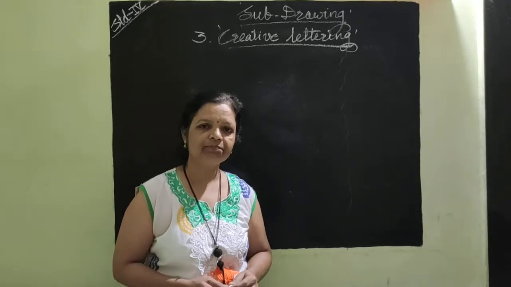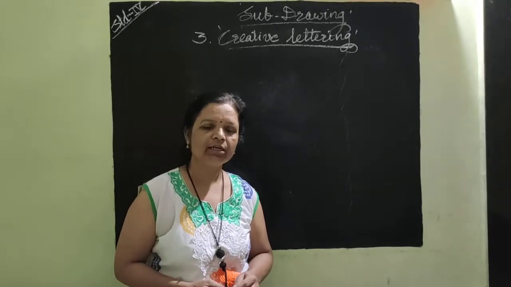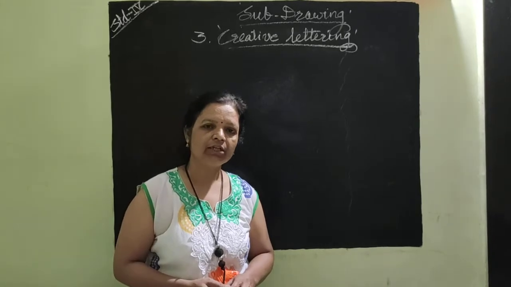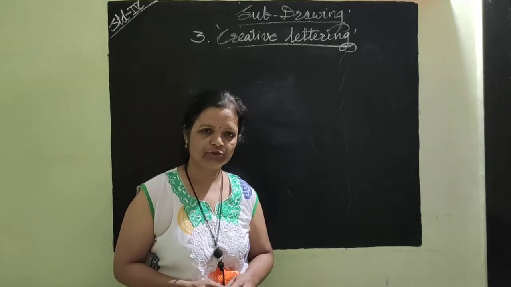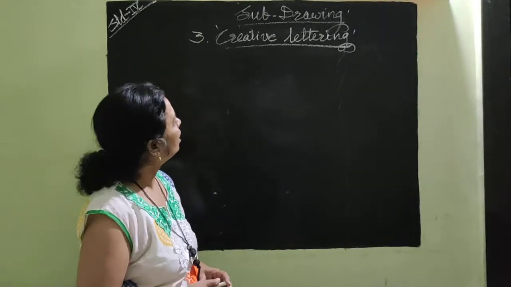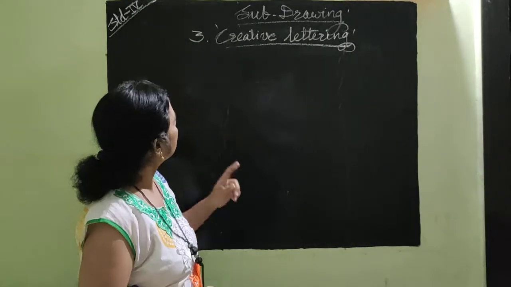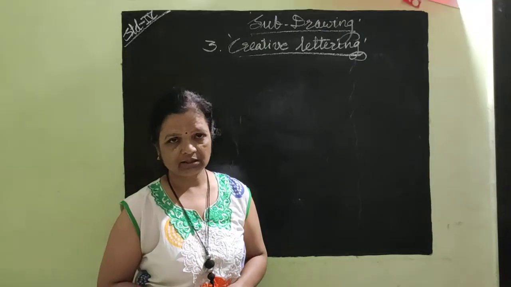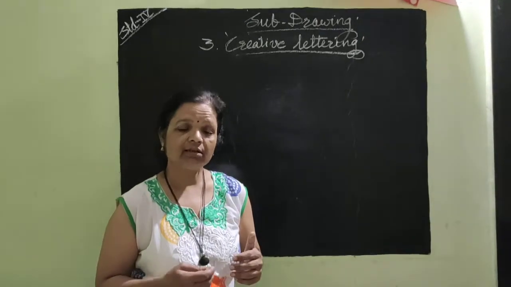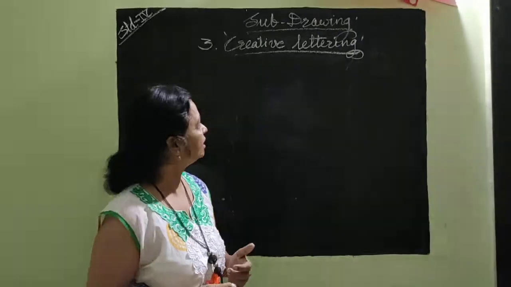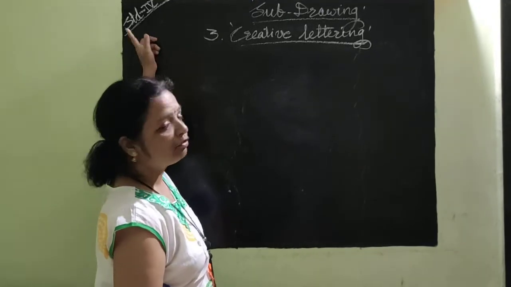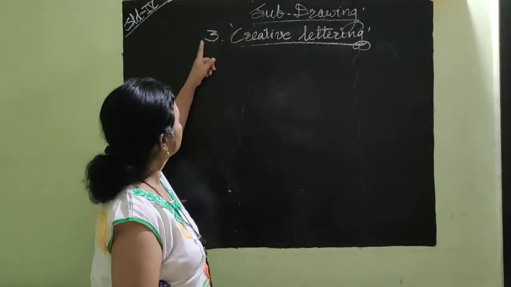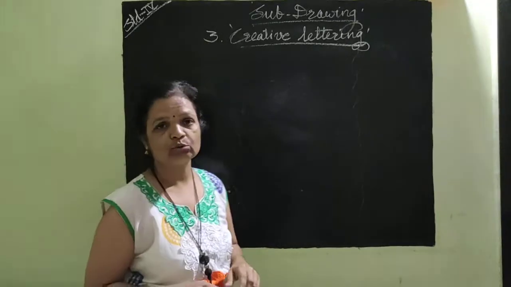Friends, welcome. I am Urmila Durgude and as usual in our drawing class, today we are going to learn a new concept, that is creative letterings. Means how to write nicely, creative writing for standard 4th. So this lesson is number 3 now.